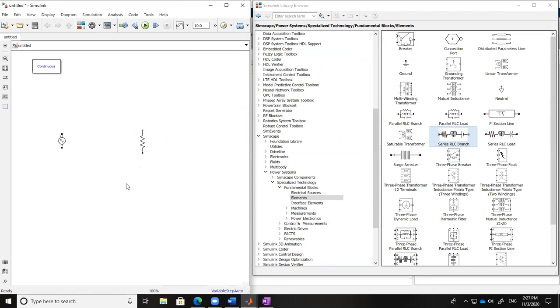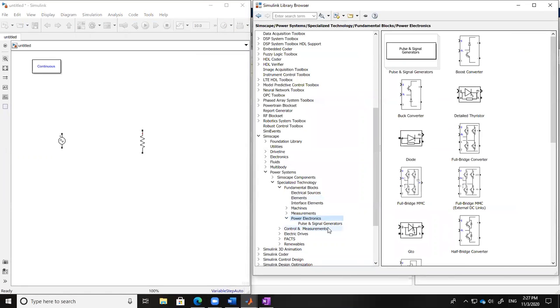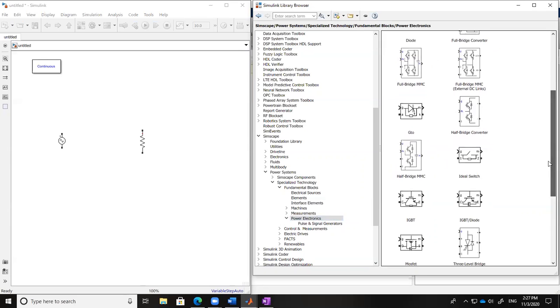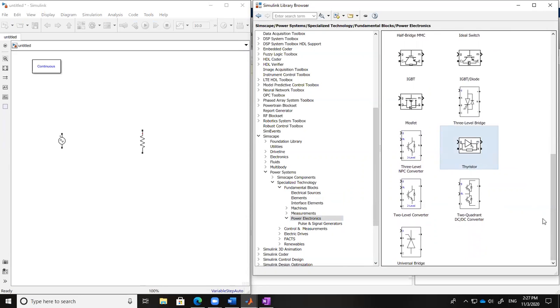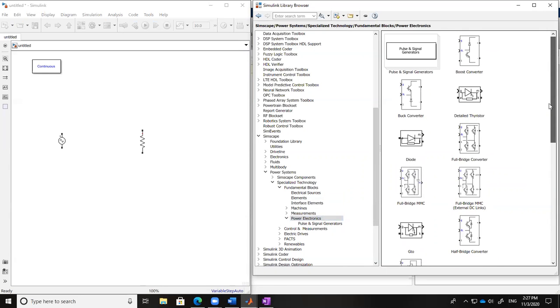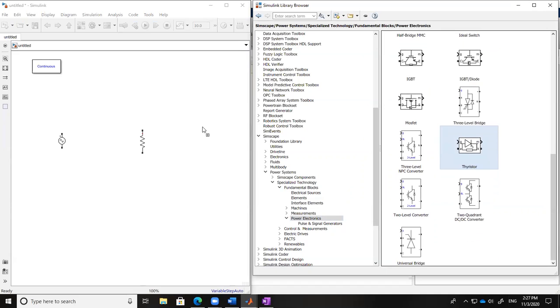The next step is to bring a thyristor. Now, there are two types of thyristors in the power electronics block, under specialized technology, fundamental blocks, power electronics. One is the thyristor and the other one is the detailed thyristor. Don't go for the detailed thyristor, only go for the thyristor.